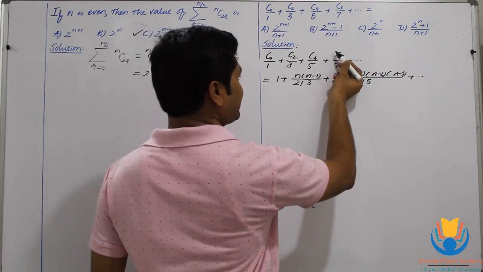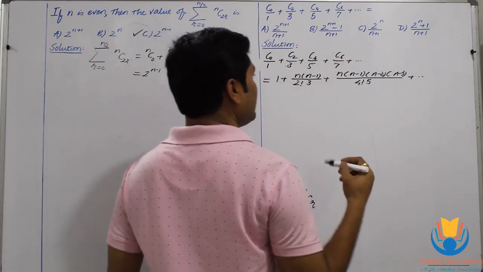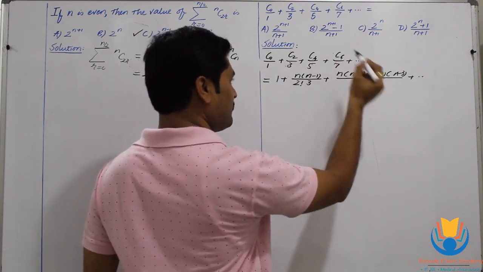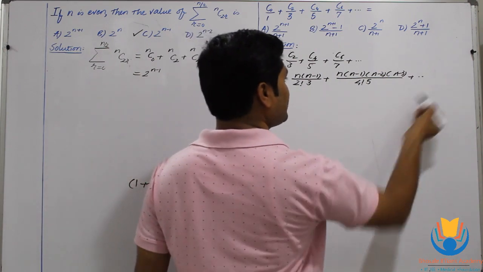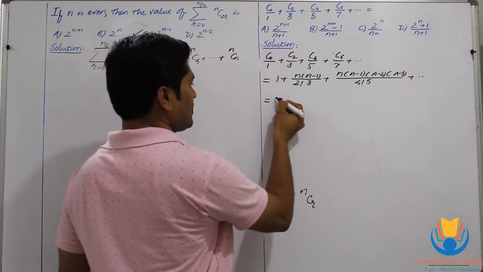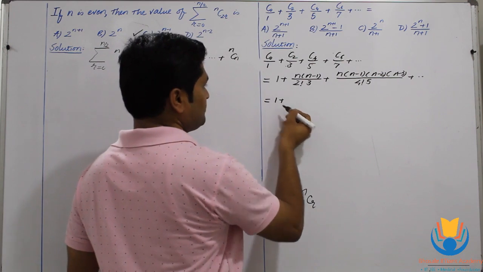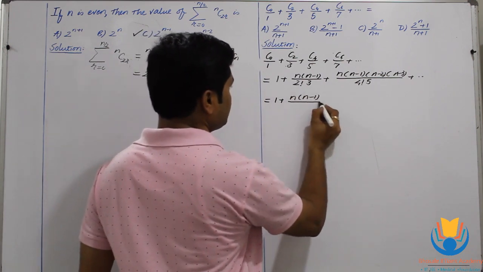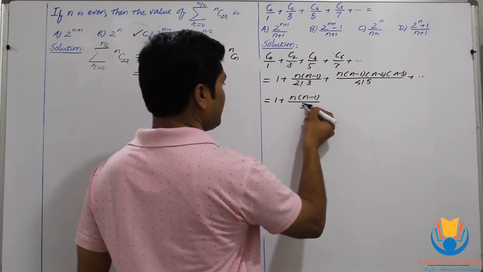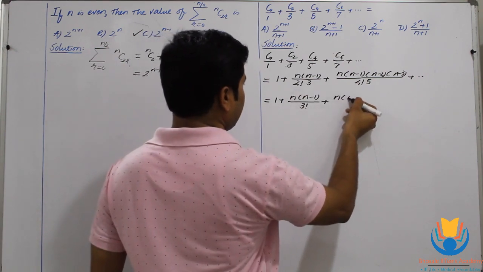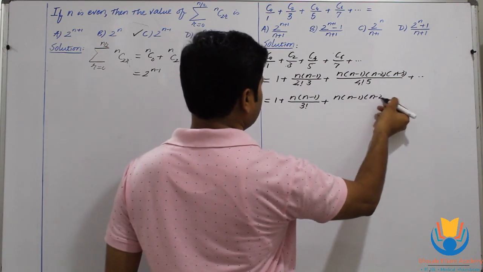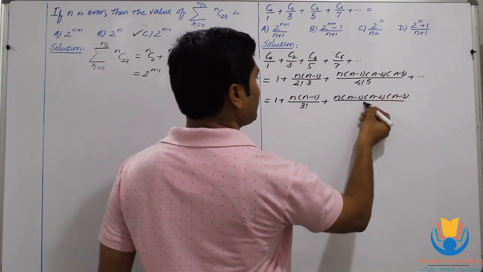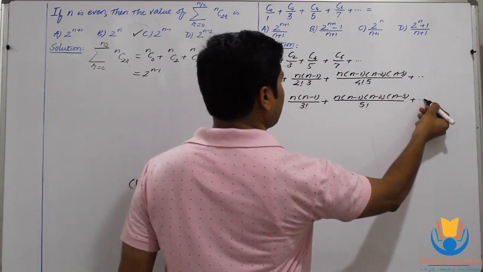we can write NC6 value also: n into n minus 1 into n minus 2 into n minus 3 into n minus 4 into n minus 5, that upon 6 factorial into 7, but that is not necessary here. So this is 1, and this is n into n minus 1 as it is. 2 factorial into 3 is simply 3 factorial. So this is n into n minus 1 into n minus 2 into n minus 3, that upon 4 factorial into 5 is 5 factorial, plus dot dot dot.